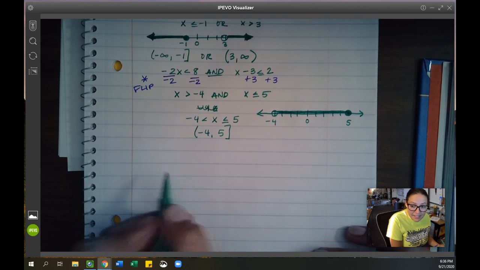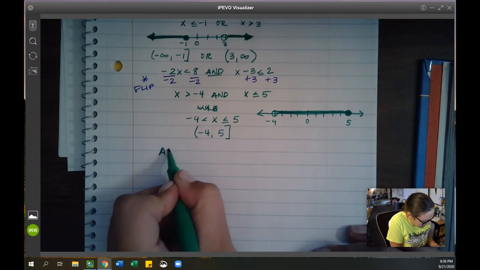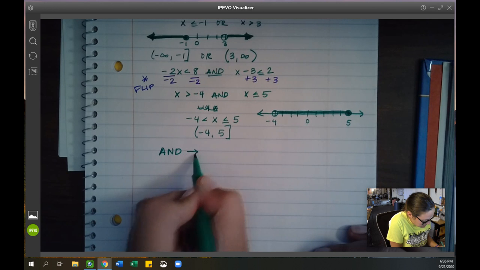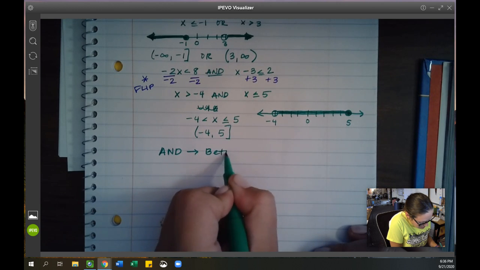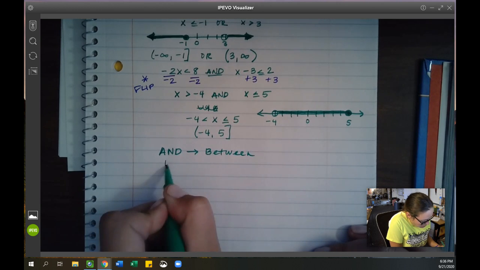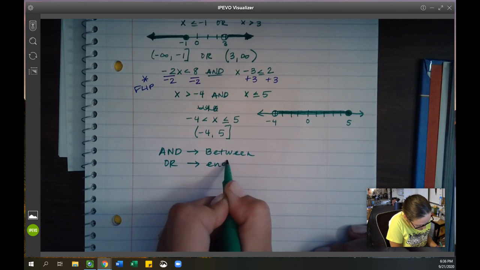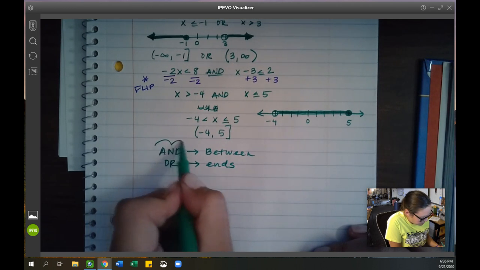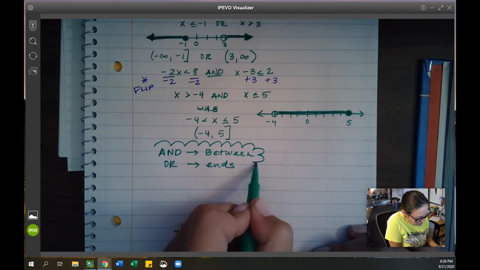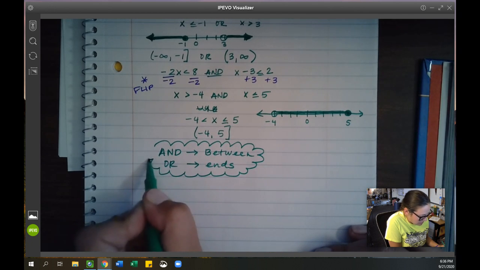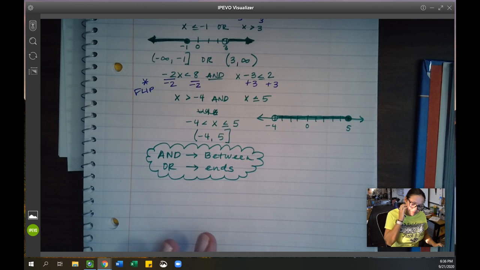Okay, basic idea, and we shade between, or we go on the ends. And that idea is going to come up again later in this lesson.